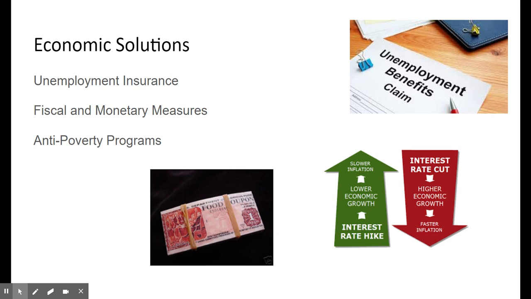Another thing that they can do, of course, is the buying and selling of bonds.